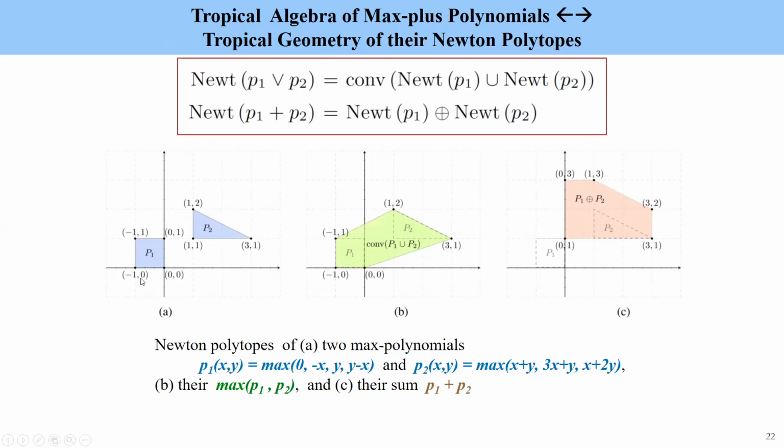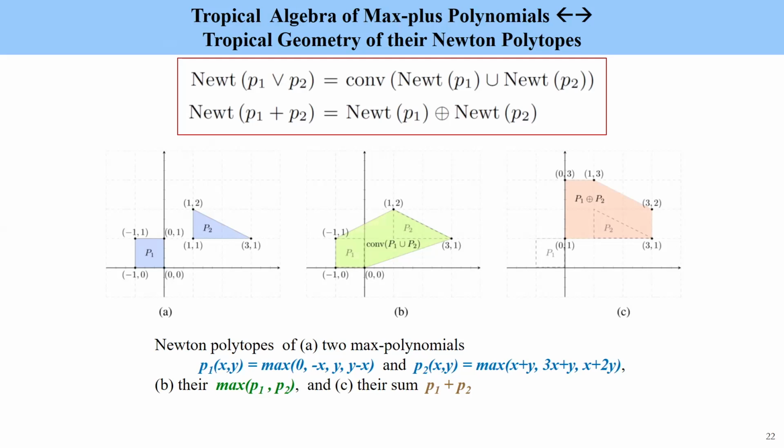I have the mouse. Okay, so on the left, you see the Newton polytopes of two max plus polynomials, P1 and P2. Then if we max them and create a new polynomial, P1 max P2, then the corresponding Newton polytope will be the convex hull of the union of the two Newton polytopes.